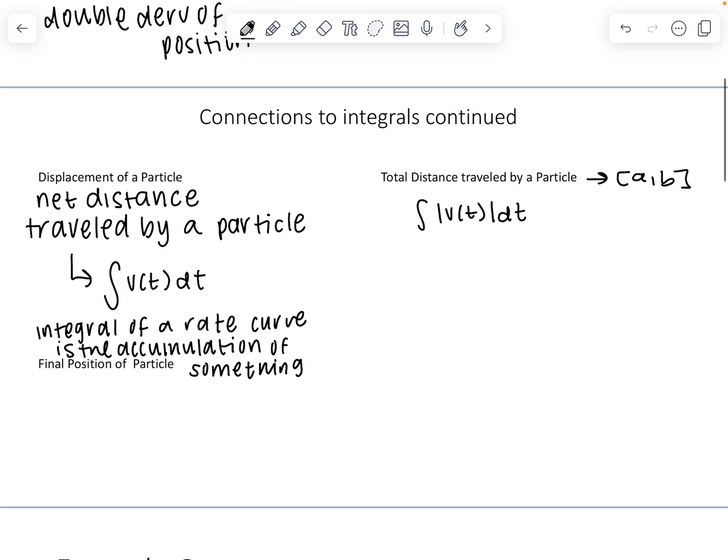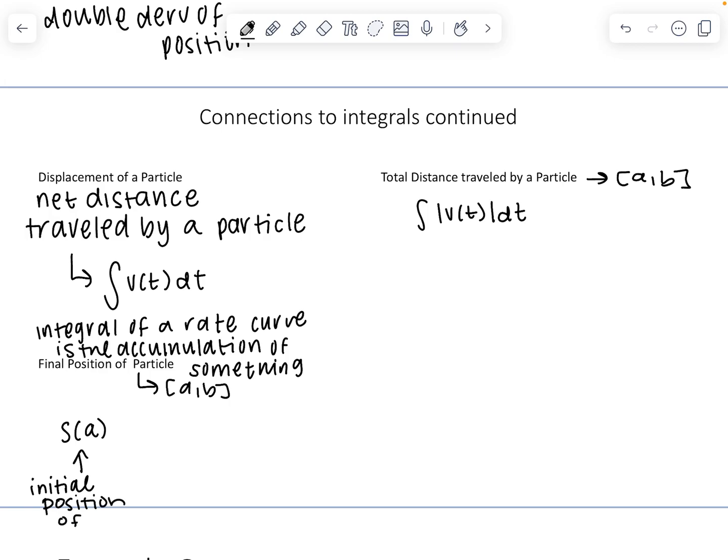And then finally, the final position of a particle. So obviously we could use the position graph, but we're assuming that we don't have this. So let's say this is the final position where you start at A and then you travel to B. So S of A here stands for our initial position, the initial place the particle was.